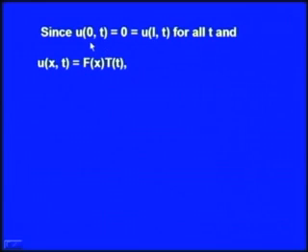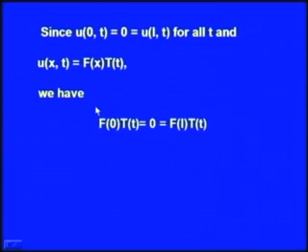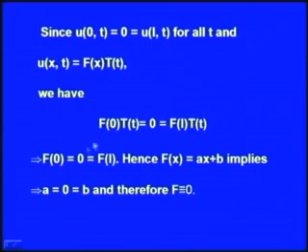Now, let us use the given boundary conditions, that is u(0,t) equal to 0 and u(l,t) equal to 0 for all t, and also that u(x,t) equal to F(x) G(t). Then we shall have F(0) G(t) equal to 0 and F(l) G(t) equal to 0 for all time t, and this will imply that F(0) has to be 0 and F(l) has to be 0, because otherwise if you assume that G(t) is equal to 0, then u(x,t) will be 0 for all values of x and t, which is an uninteresting case.